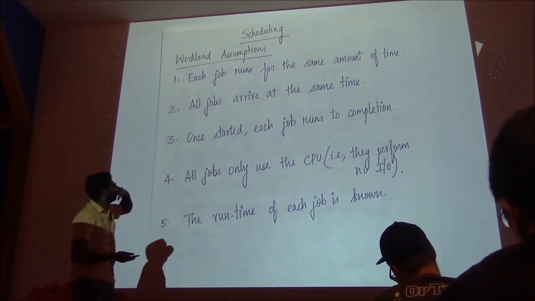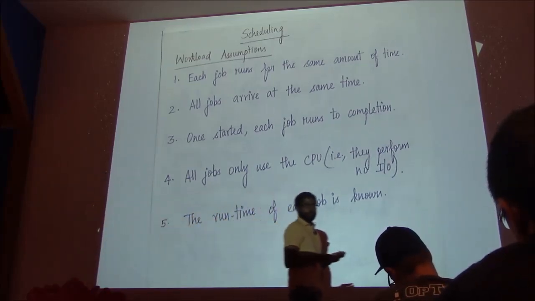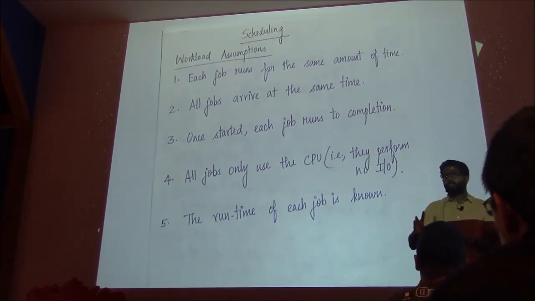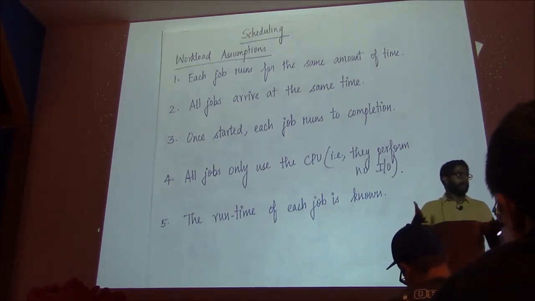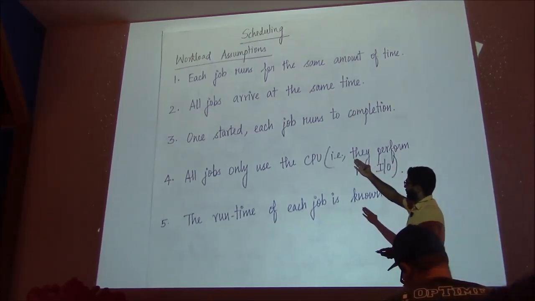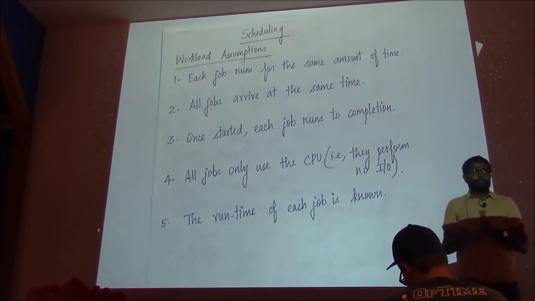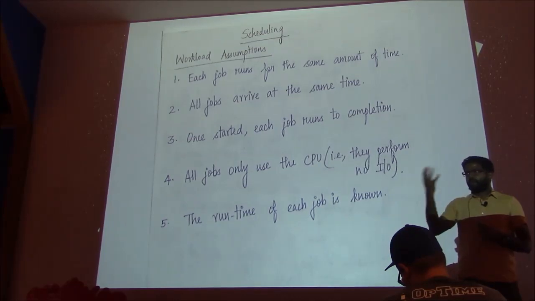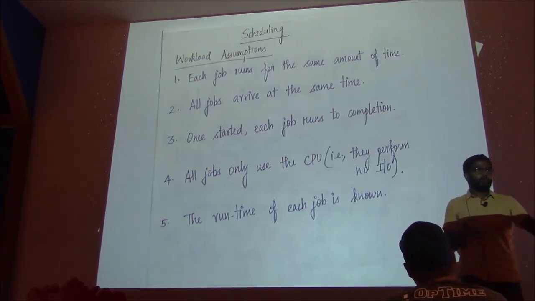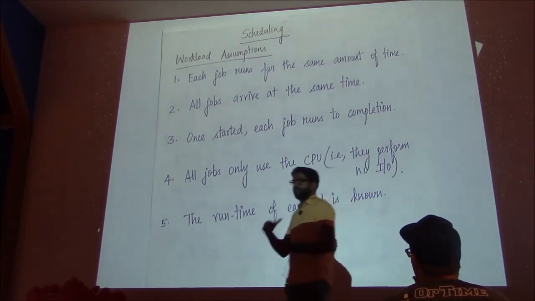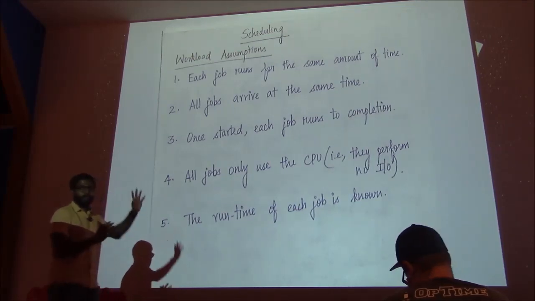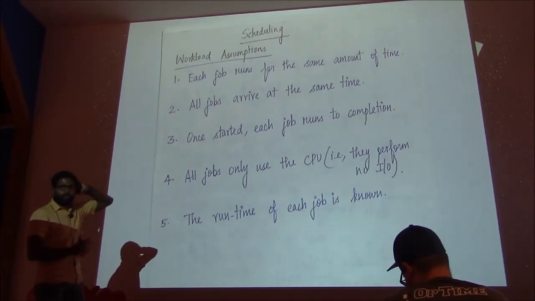So the first assumption says, each job runs for the same amount of time. Again, unrealistic. It just says that if there are, let's say, three jobs running on the machine, all the three jobs will only run for, let's say, 10 seconds. All the three jobs run for an equal amount of time. And then the second assumption says all jobs arrive at the same time. From the perspective of the scheduler, all the jobs arrive at time t equals 0. The scheduler has all the jobs with it, and it can make a decision based on all of them. Let's assume for simplicity that in our system we only have three jobs, job A, B, and C. We assume that all the jobs arrive at the same time.